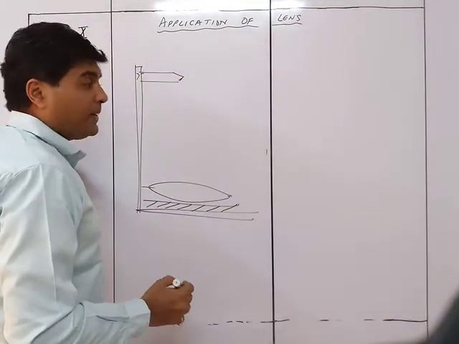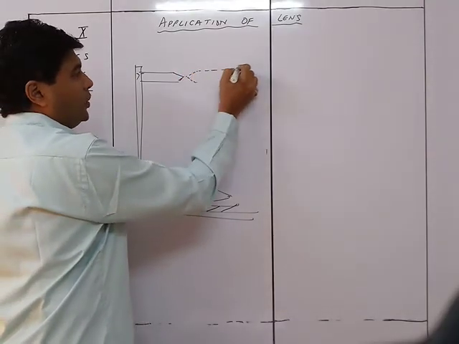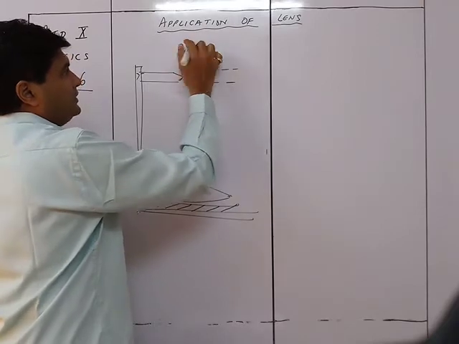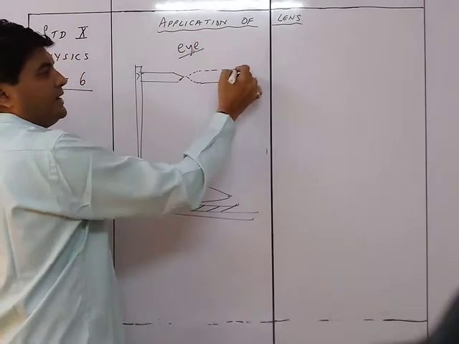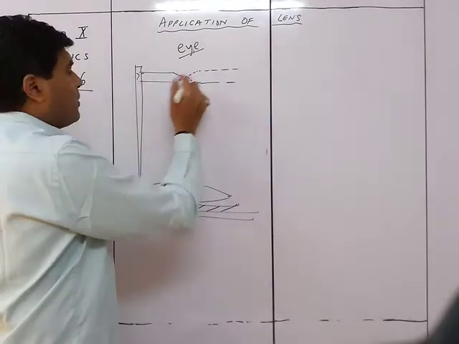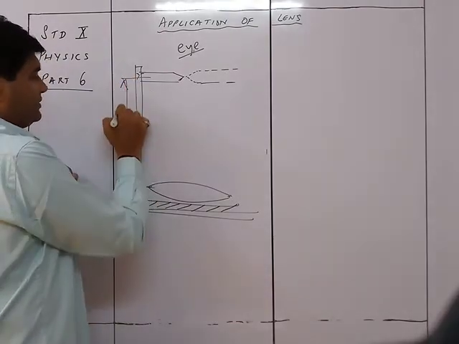You will find that at a particular point, you will find an image of this pin over here when viewed from the top. This is the eye. This is the position of the eye. You will be seeing an image of this thing over here, like this. At this point, this distance over here is the focal length.